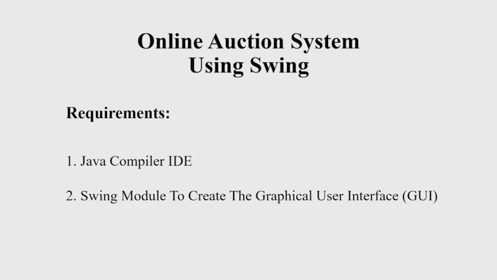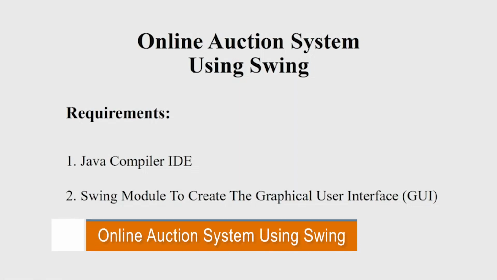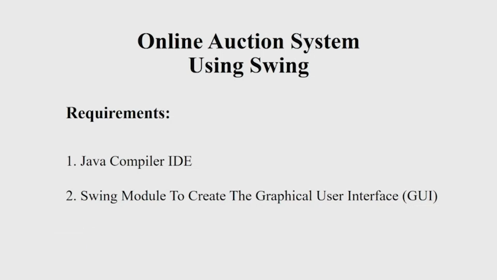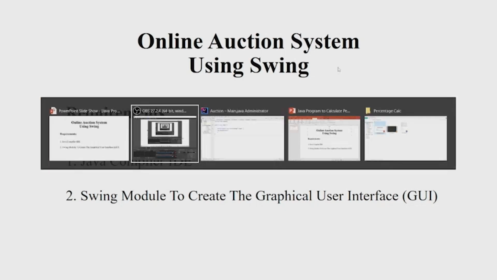Today we are going to make a Java project on online auction system. Let us begin. Let us first see the requirements. You will be requiring a Java IDE and a Swing module to create a good looking interface. Let us now understand the working of the source code.